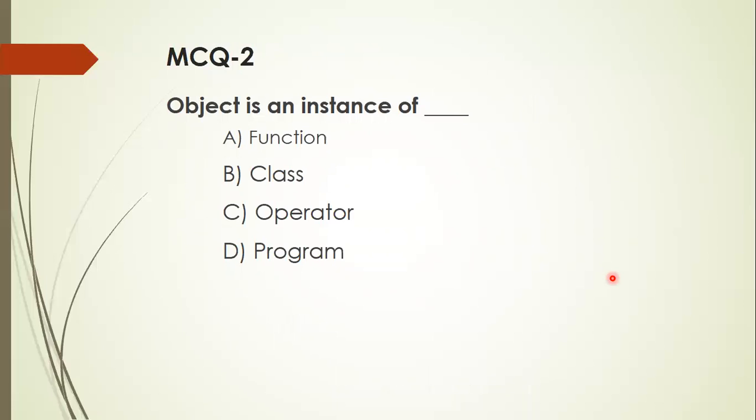An object is an instance or example of a function, class, operator, or program. We know that every object is an instance of a particular class. For example, linked list is an instance of the data structure class. Pigeon is an instance of the bird class. Lorry is an instance of the vehicle class.